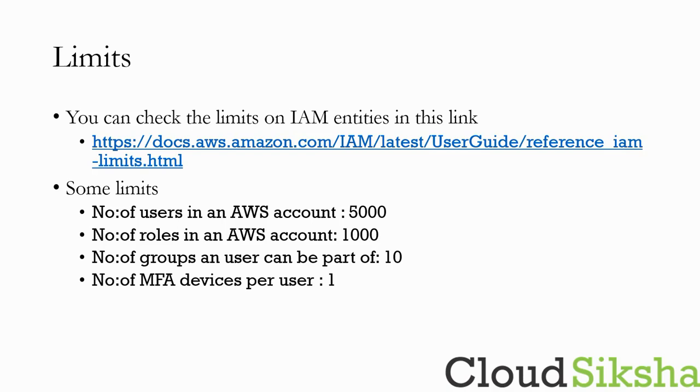Some limits I've listed here, like number of users in an AWS account is 5,000, number of roles is 1,000, and so on. Number of MFA devices per user is 1. So keep this in mind. I'm not too sure how many of these actually come up in the exam, because these numbers keep changing often in Amazon, but it may not do you any harm if you remember some of the important ones here.